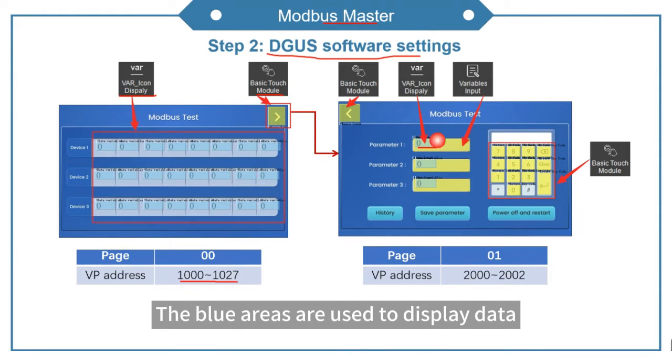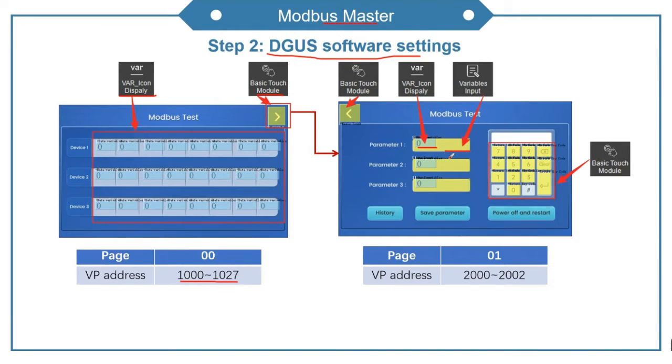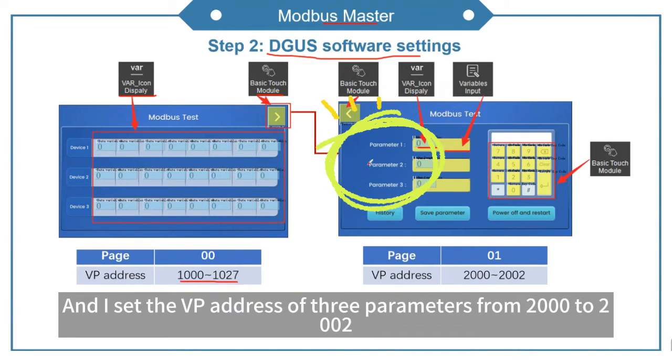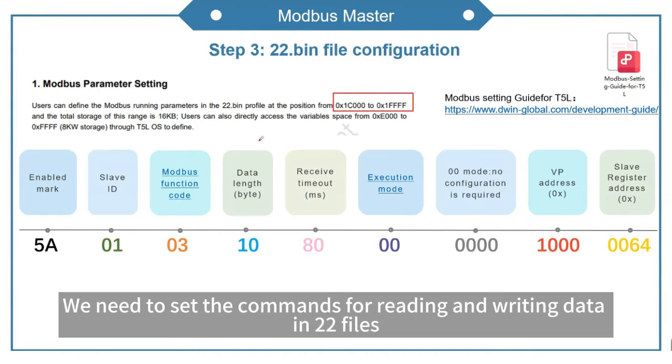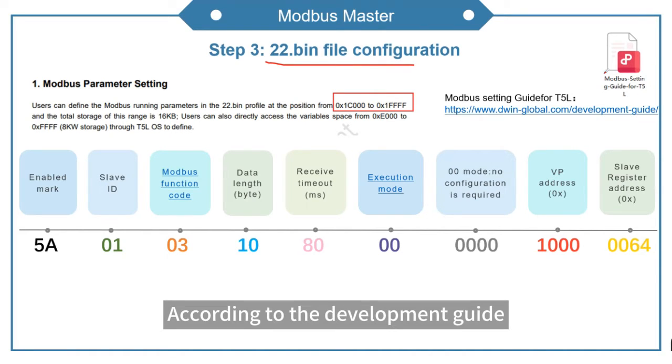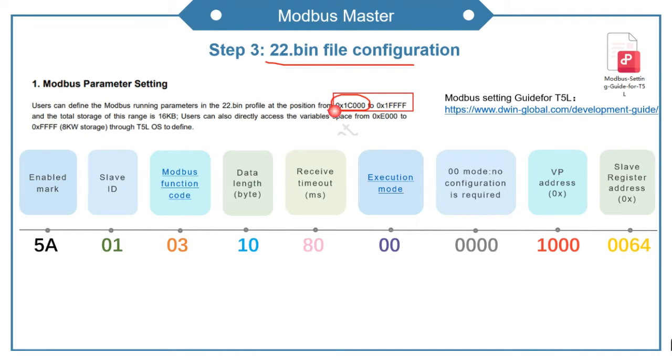The blue areas are used to display data, and the yellow areas are used for data entry by touch. And I set the VP address of 3 parameters from 2000 to 2002. This area are the keyboard values. Next, we need to set the commands for reading and writing data in 22 files. According to the development guide, we need to start writing commands at address 1C000.